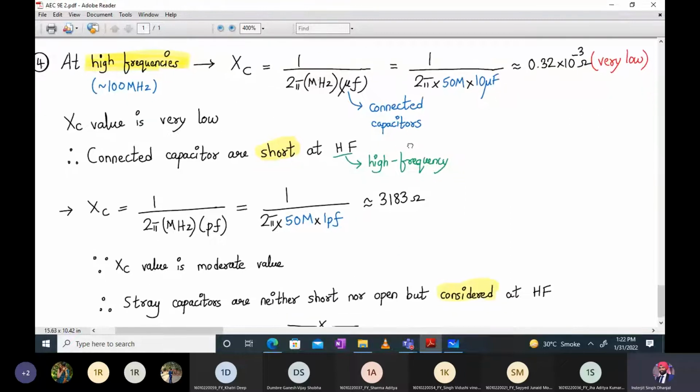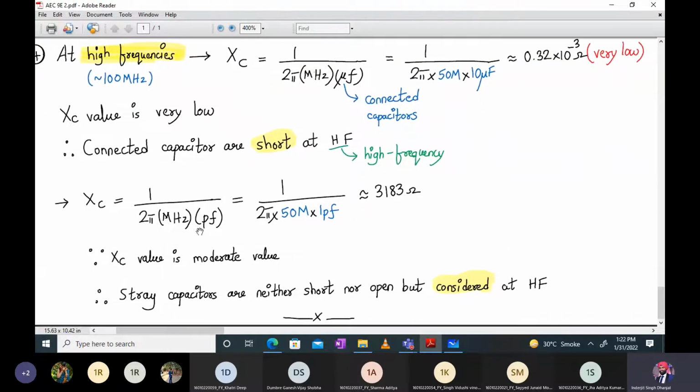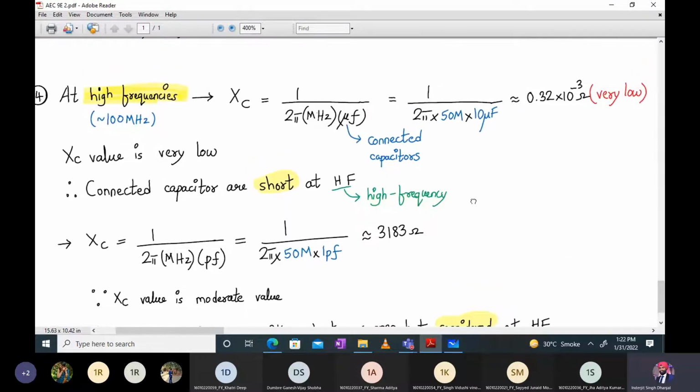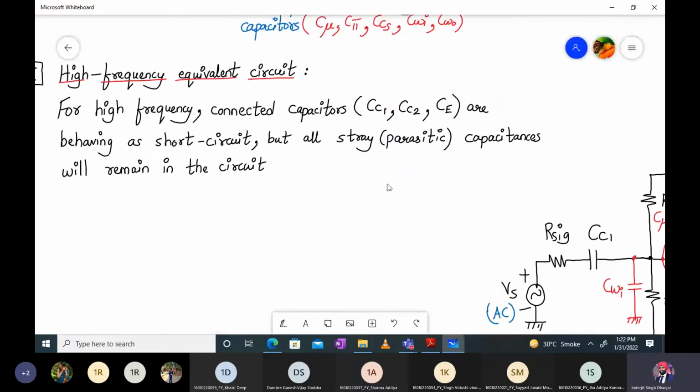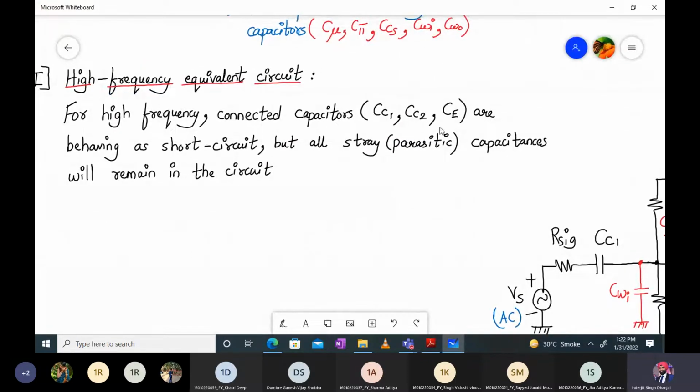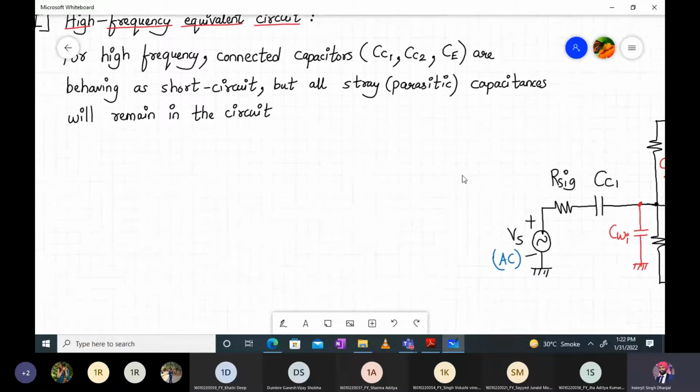Okay, so please consider this very carefully. And what about the stray capacitance? Now, stray capacitance value is in picofarad. And even if we go to very high frequencies, their XC value is a moderate value. It's neither too low for a short nor too high for an open circuit. So that's why stray capacitors are neither short nor open but are considered at higher frequencies. So this is the reason why in our analysis, the connected capacitors will behave as a short circuit and all the parasitic capacitances will remain in the circuit for analysis. Okay, any doubt in this? Anyone?